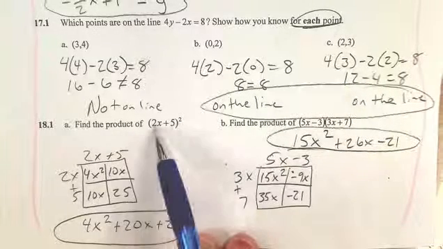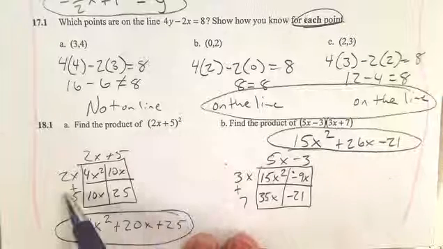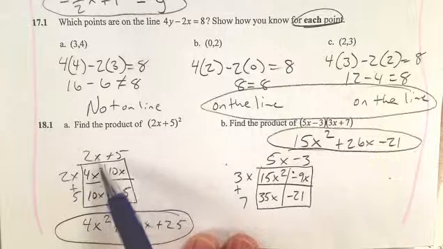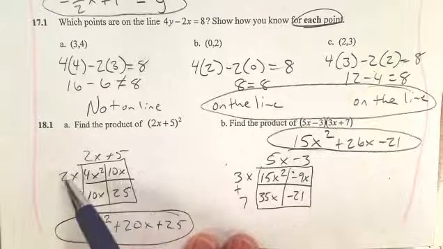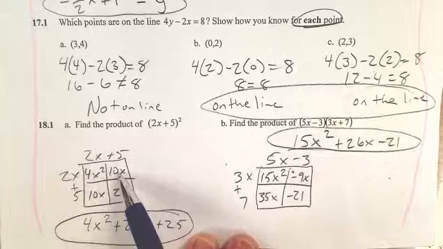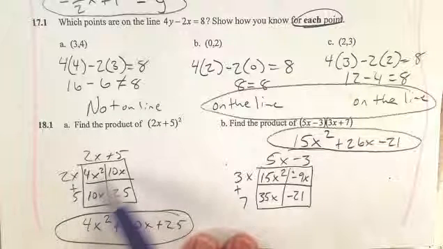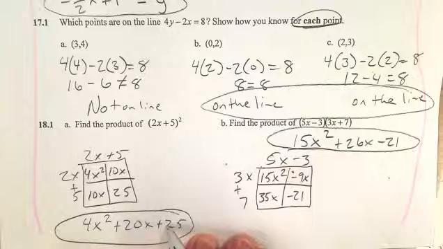Find the product: (2x + 5)(2x + 5). Find the area of each little spot. So that's 2x times 5 is 10x. 2x times 5 is 10x. 5 times 5 is 25. Combine like terms.